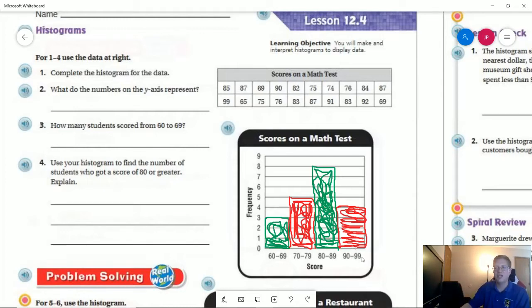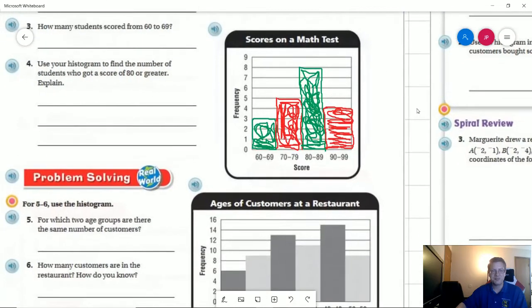We would go from 100 down to 93, and then 92 down to 87 or 86. I always forget how that part works. I think it's 86. So a little bit less forgiving grading scale than this. This is the kind of grading scale that I grew up with. So the numbers on the y-axis, you could say, represent the number of students that got a particular grade on the test. That would be the way that I would answer that.